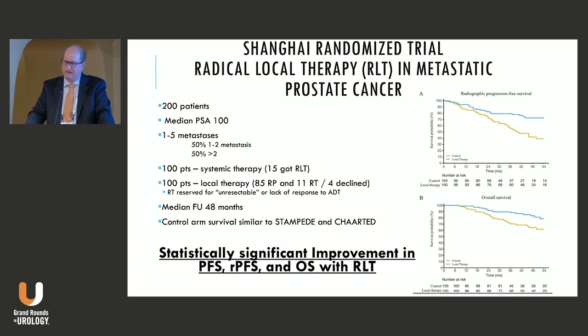1 to 5 bone metastasis, 50% of them had 1 or 2, 50% of them had greater than 2. 100 patients were randomized to systemic therapy alone, which was mostly endocrine therapy without chemotherapy, although 15 of those did get radical local therapy. And then there were 100 patients randomized to local therapy, 85 of whom got radical prostatectomy, 11 of whom got radiation, and 4 of whom declined. Radiation in this trial was reserved for what was considered unresectable disease or a lack of response to hormonal therapy, so it's sort of the worst comers.